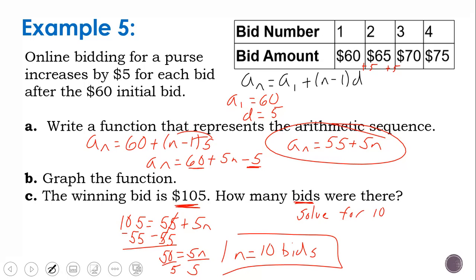All right, so the key thing in this section is making sure that you understand that an arithmetic sequence just follows that linear pattern. We have our formula for an arithmetic sequence that's right here. Make sure that you have that down. Make sure that you know what a sub 1 represents, your first term. Make sure you know what d represents, the common difference. From there, pretty straightforward, and I'll see you guys in class.